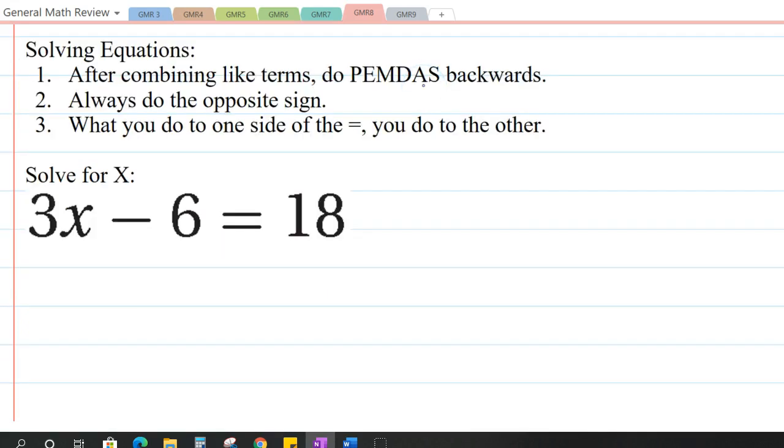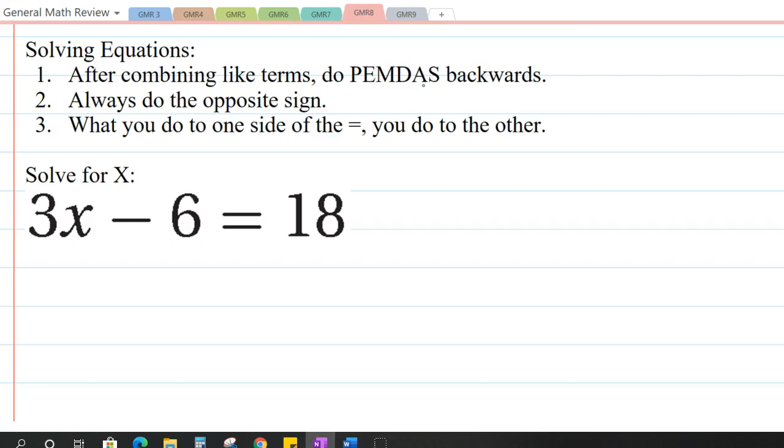The steps for solving equations. After you're finished combining the like terms, you do PEMDAS backwards. You always do the opposite signs, and whatever you do to one side of the equal sign, you always do to the other. Our first example, 3x minus 6 equals 18.